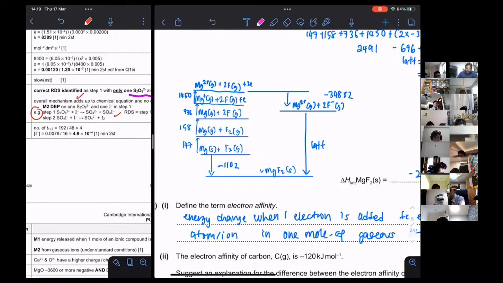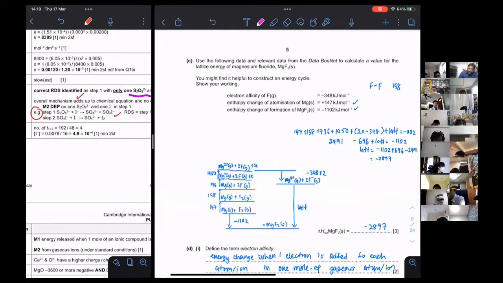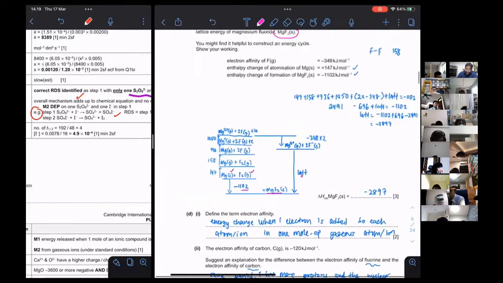So if you look at what you need to do first, it's going to be the lattice energy of MgF2. So that is the first thing that I will write down, MgF2. And if I want to find the lattice energy later, I will put the lattice energy over there. First of all, I need to look at the formation. You look at this, and how do I know it's negative 1102? It's given. Formation. So you draw going down.